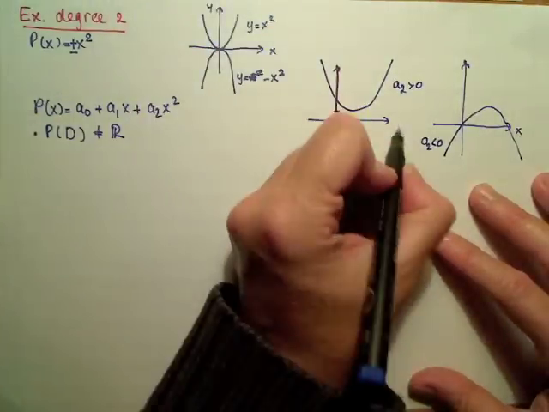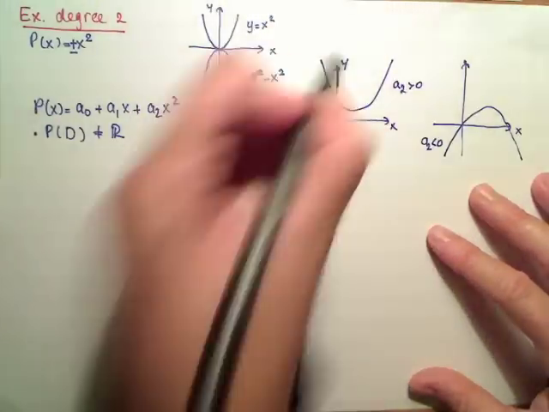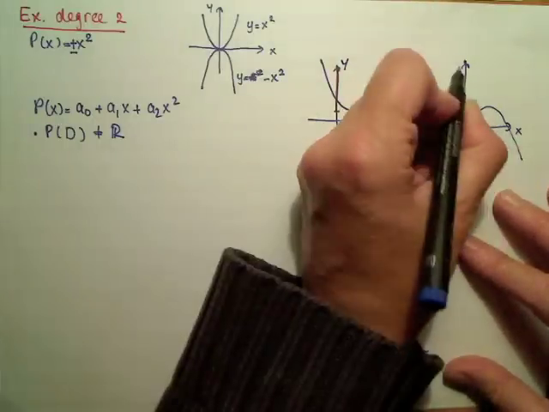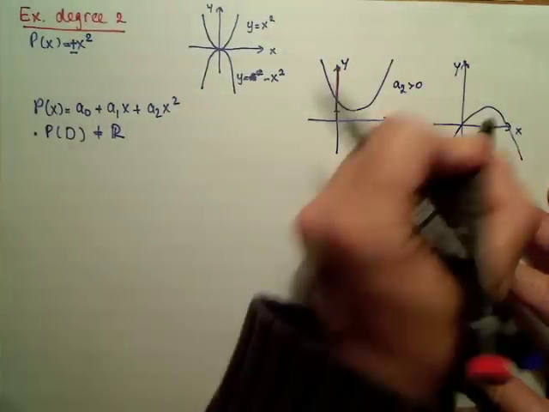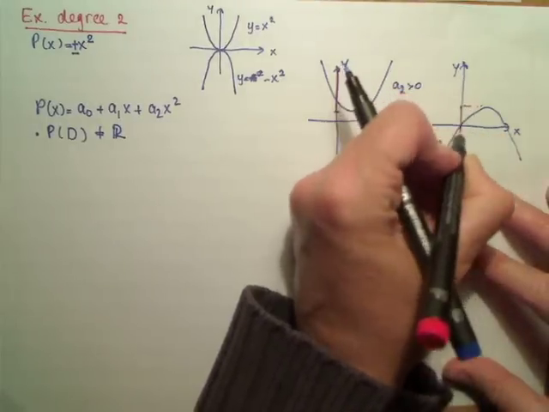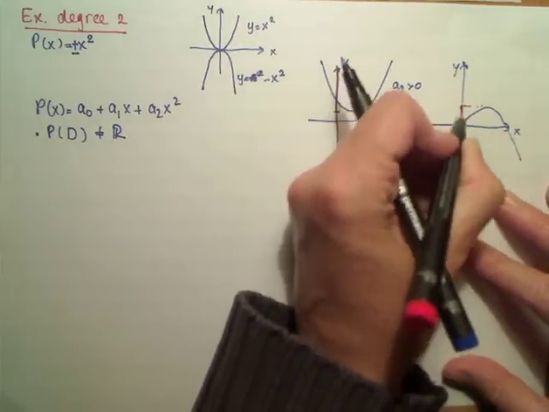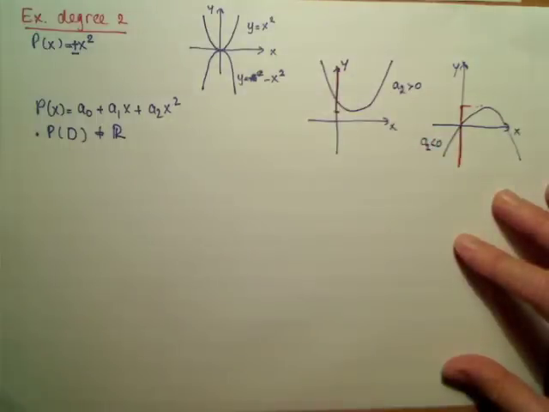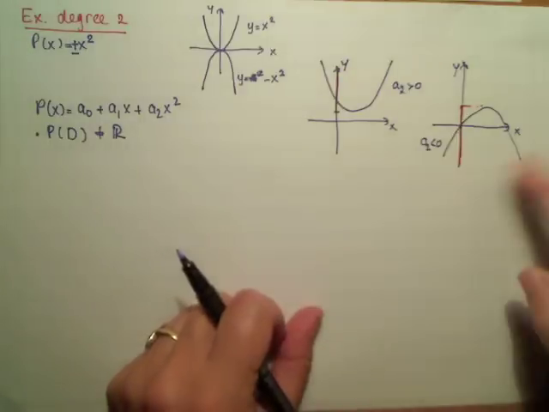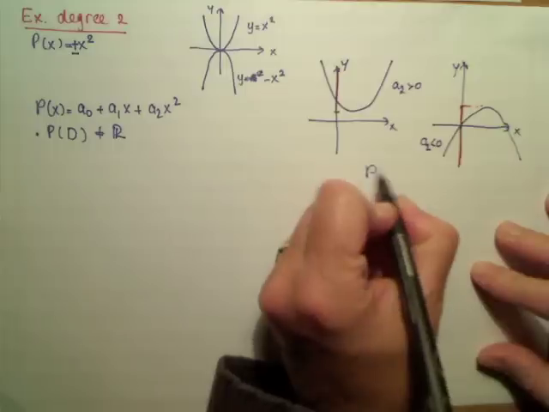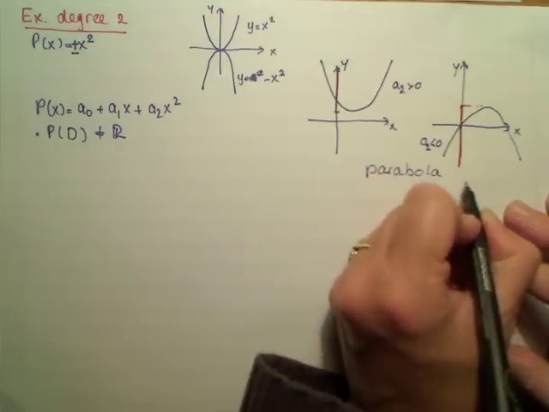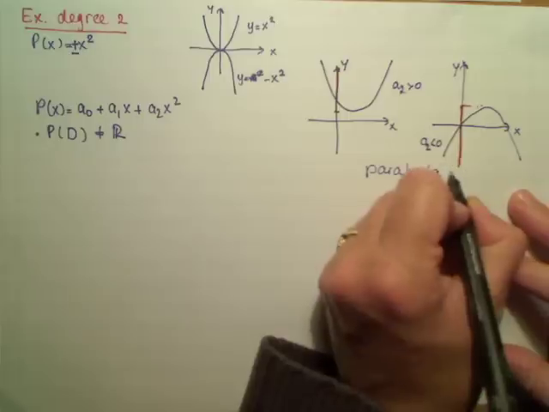So I have to put the variables corresponding to the axis. And in the second case, it is something like this set. So it's a much smaller set. By the way, these graphs are called parabolas. And so this is the general name for graphs of polynomials of degree 2.